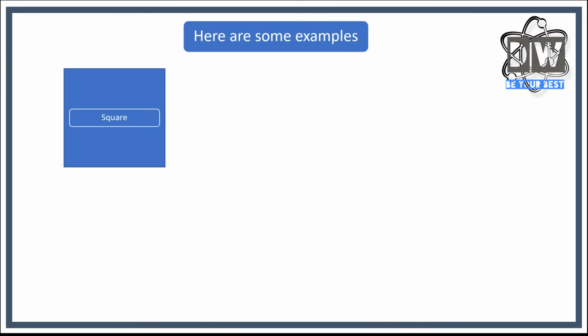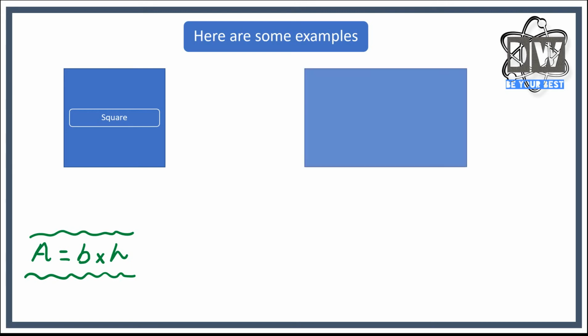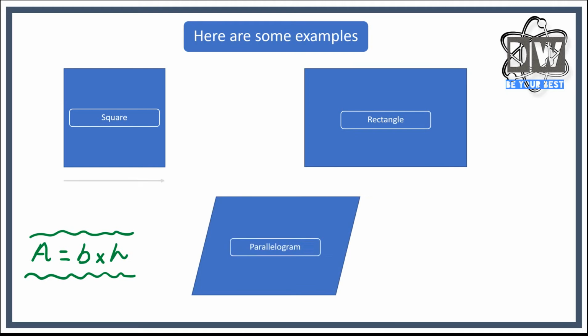The first shape up is a square. The formula for all of these shapes on the slide is area equals base times height. The next one is a rectangle, and the last one is a parallelogram. Now it's base times height. Can we see that? Base times height. Base times height.